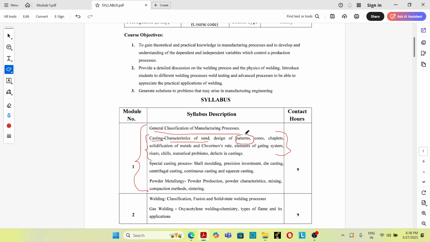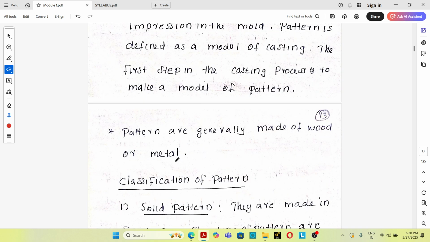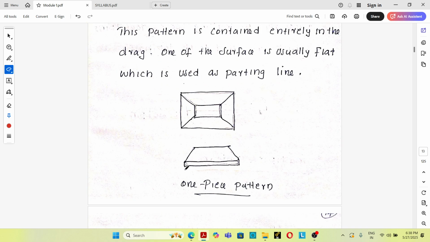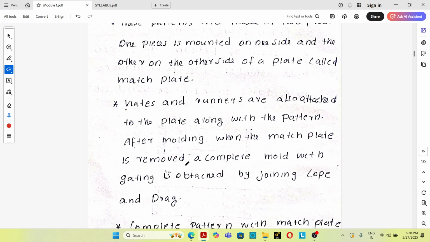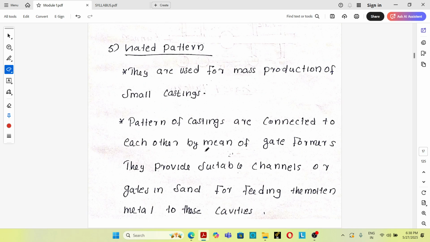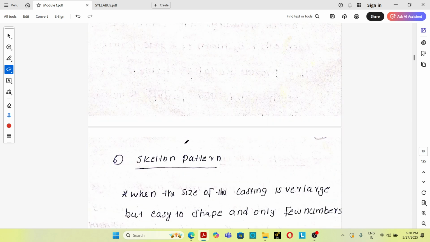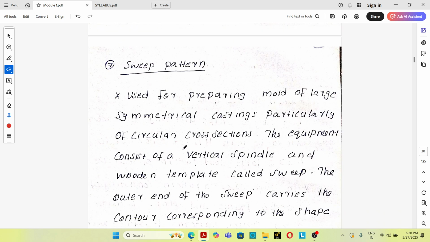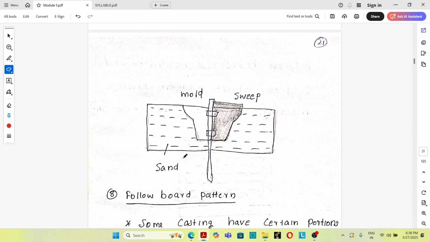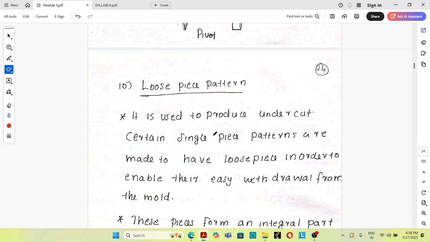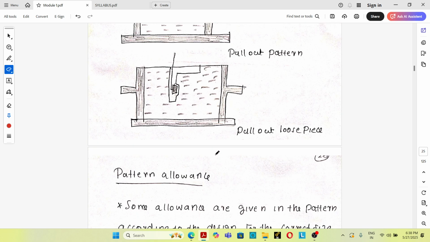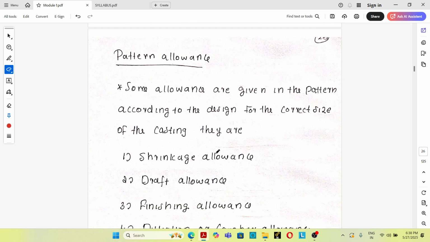Pattern is a very important topic. In pattern, we have to discuss the different classifications of pattern. We have different types of pattern used for making a sand casting mold, and we will discuss them with figures. All these are different types of pattern used for making a sand casting mold. Almost 10 types of patterns will be there.